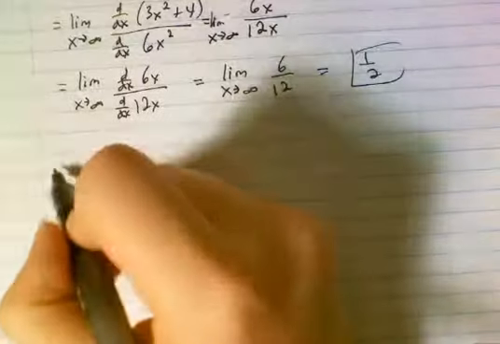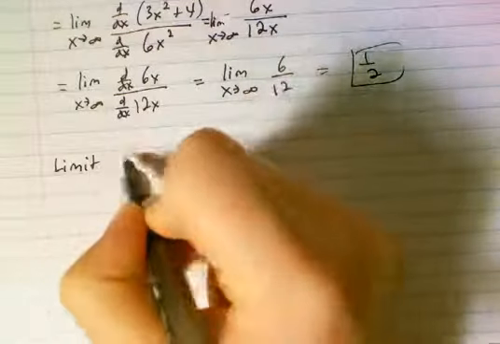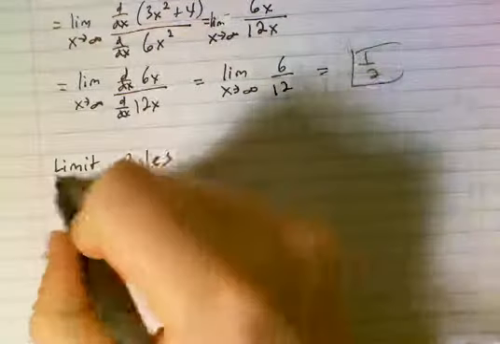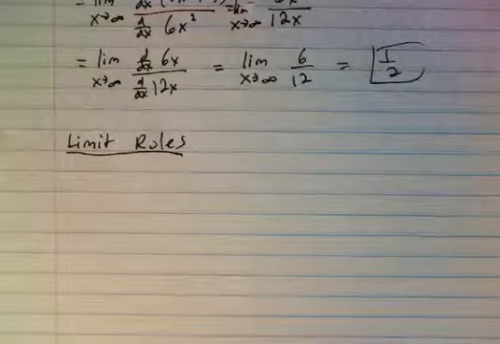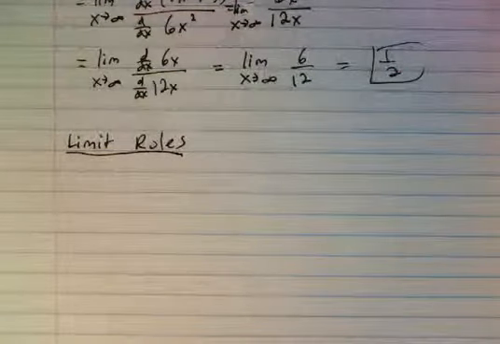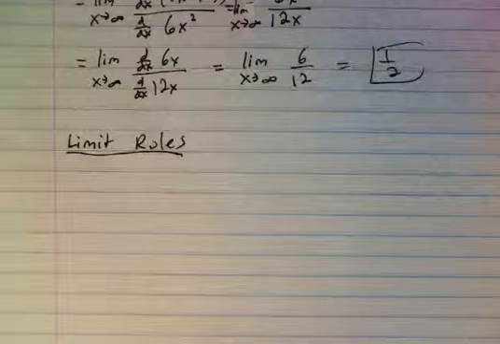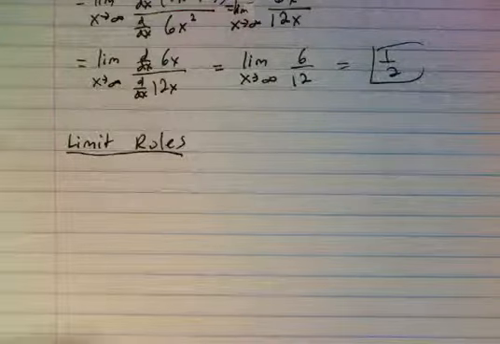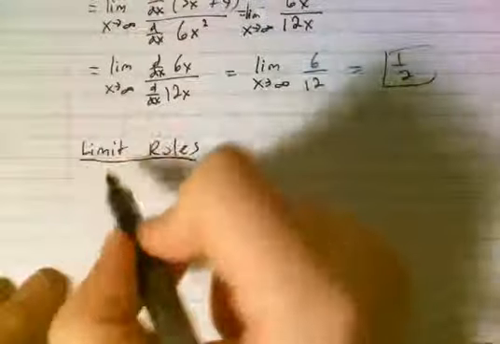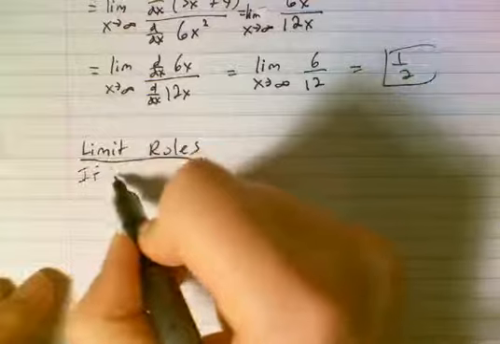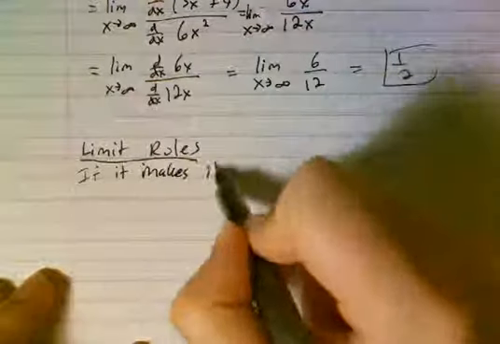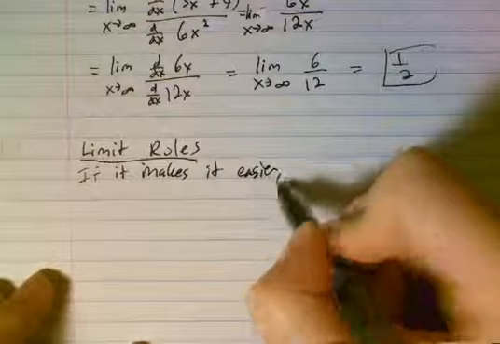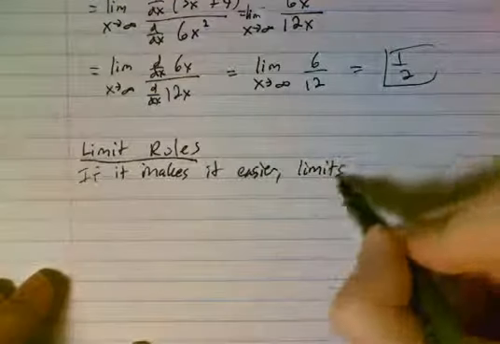One thing to also be aware of, this is our last piece. Sometimes you'll encounter limits where you have two parts added together or two limits multiplied together or something like that. It's good to know these rules. Basically, the general idea is if it makes it easier, limits can be split up.